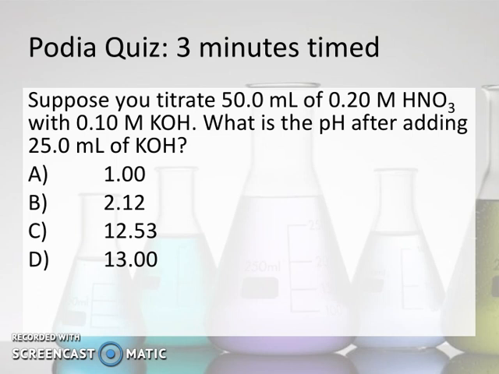Okay, so if you did a BCA table, you would see that all the hydroxide ion gets used up and we have excess acid. So this is actually before the equivalence point. We have 0.0075 moles of acid in 0.075 liters, which makes our H plus concentration 0.1, and that makes our pH 1. So the correct answer here is A.